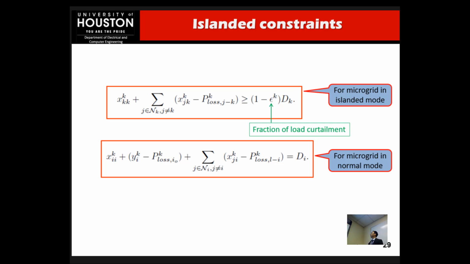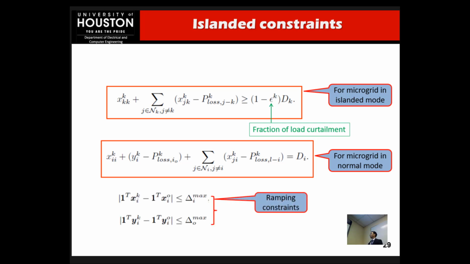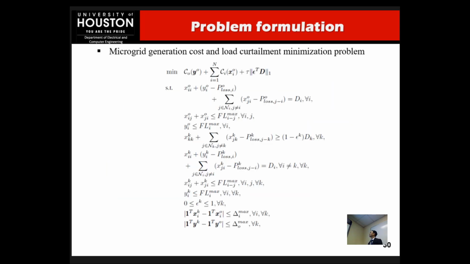All other microgrids operate in the normal operation mode. We still have a load balance constraint here, which means that microgrids have to fully satisfy demand for all users. And we also have a ramping constraint when microgrids switch from the normal operation mode into the islanded operation mode. Then we can formulate the cost minimization for microgrids, and we also want to minimize the amount of load that microgrids cannot satisfy for users in islanded operation mode. We incorporate all constraints in the normal operation mode and in the islanded operation mode.